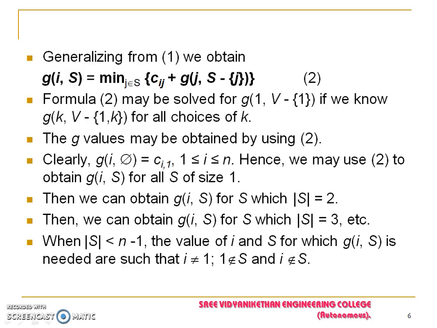Now, generalizing equation 1, we have g(i, S) equals the minimum of Cij plus g(j, S minus j), where i is the initial vertex, j is the destination vertex, and j belongs to set S. Let's call this equation 2. We also understand that g(i, null) is equal to Ci1, where i lies between 1 and n. Hence, the size of set S is 1 at the start, and the size of set S grows linearly up to n minus 1.